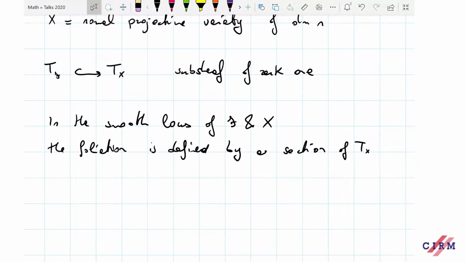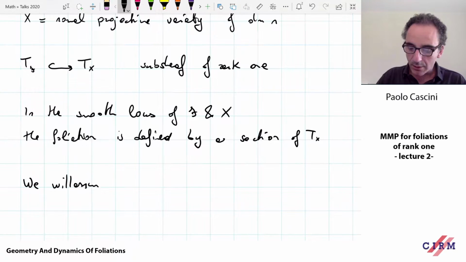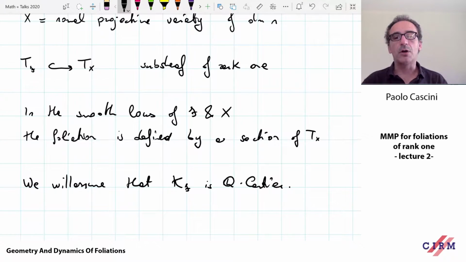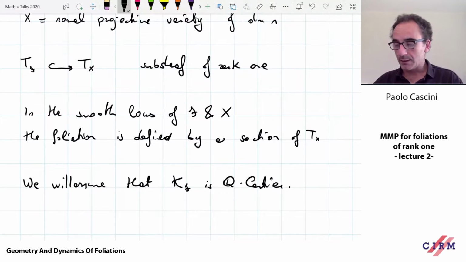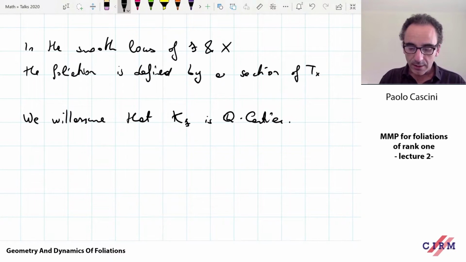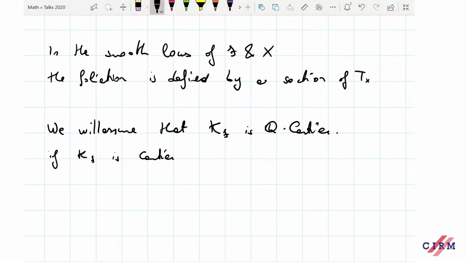So namely, in general, we will always assume that K_F, the canonical sheaf associated to F, is Q-Cartier. So this implies that up to taking some cover, we can consider the induced foliation, and the canonical sheaf will be Cartier. And what is the advantage of doing that? The advantage is that, if K_F is Cartier, then the foliation is defined by a derivation.